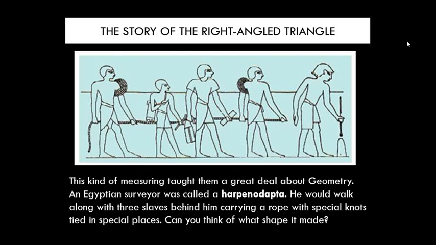This kind of measuring taught them a great deal about geometry. An Egyptian surveyor was called a harpendapta. He would walk along with 3 slaves behind him, carrying a rope with special knots tied in special places. Can you think of what shape it made?